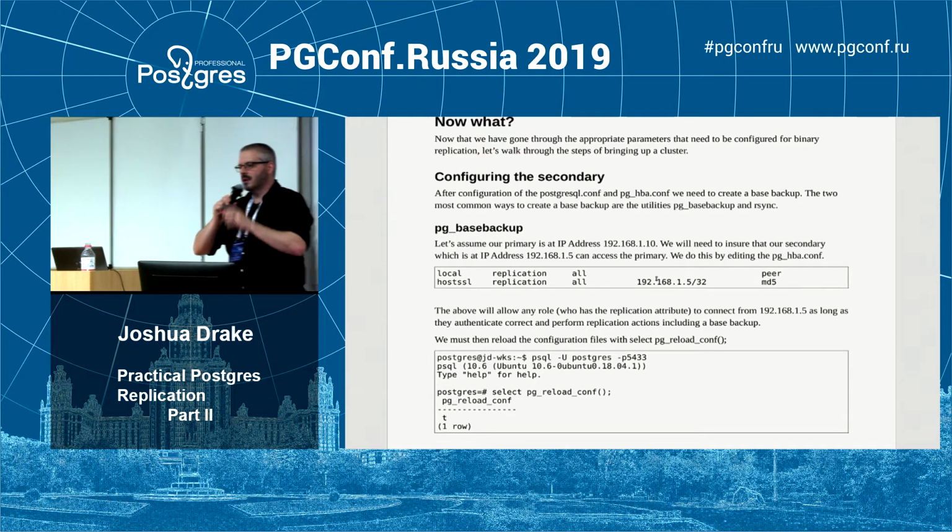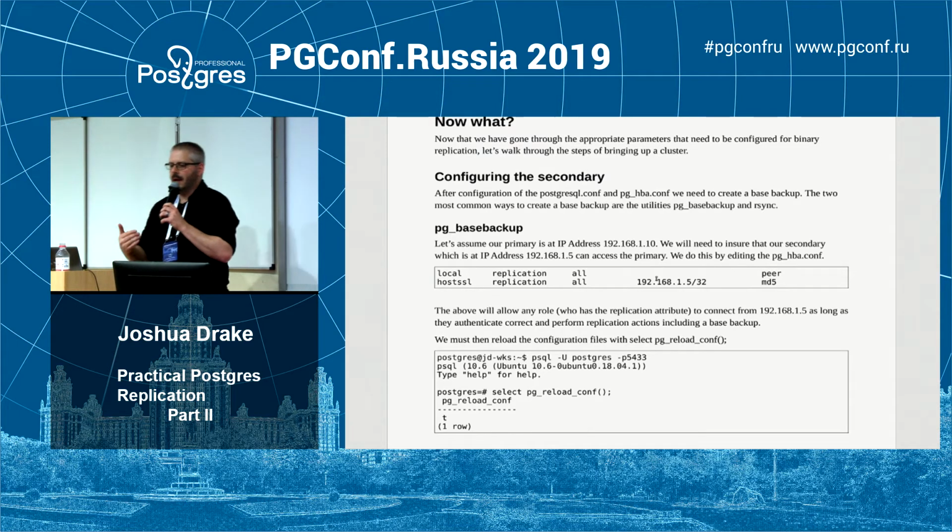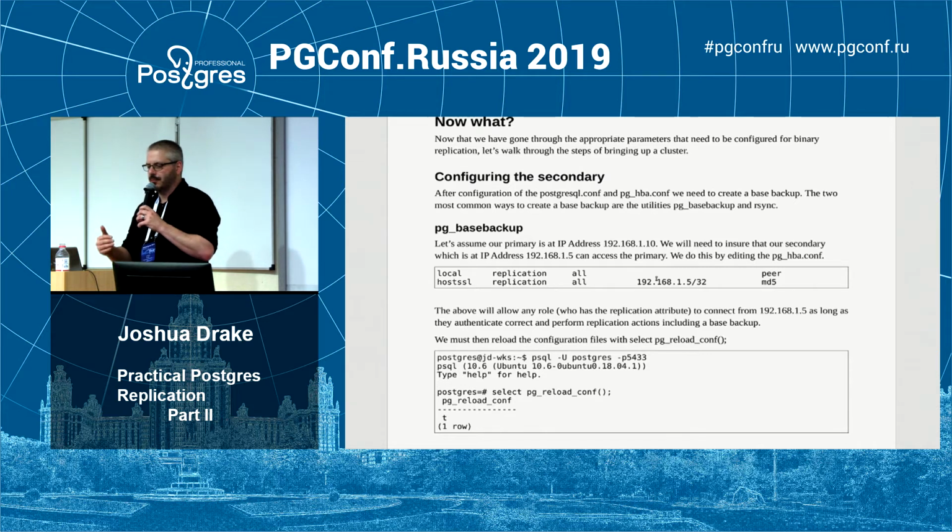Okay, so we're configuring the secondary here. The first thing that we have to do is be able to take a pg_basebackup, or a base backup of the primary. So first, we're going to assume that our primary is at IP address 192.168.1.10. I'm just going to say 10 and 5 from now on, just to keep things simple. We will need to ensure that our secondary, which is at IP address 5, can access the primary.